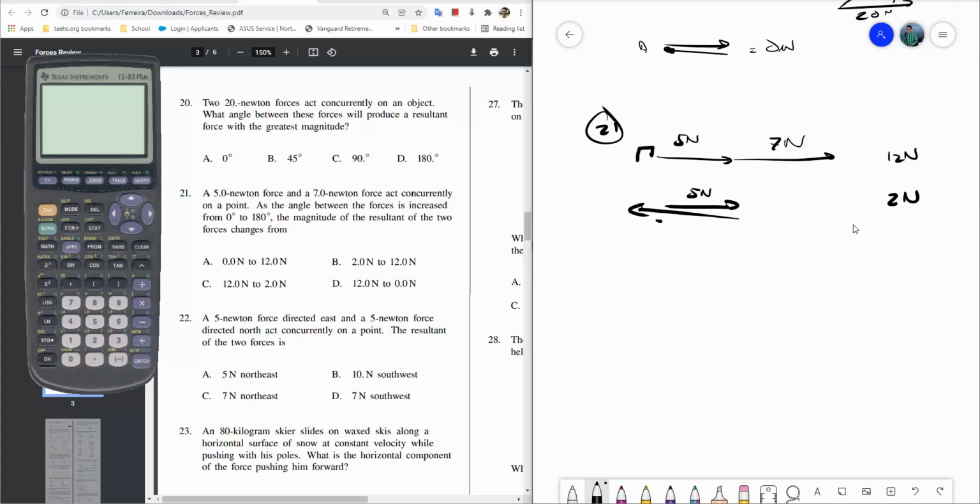5 newtons, 7 newtons, gives you 2 newtons. There you go. That's 21. The answer is C.